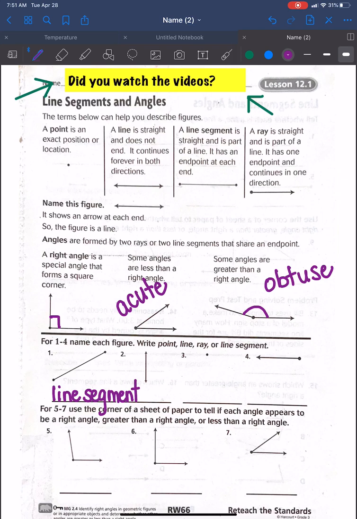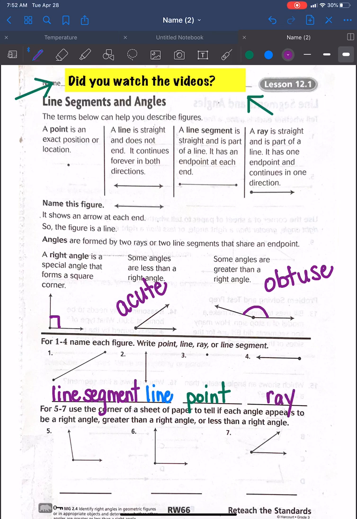All right, number 2. On number 2, I see that the points go off in both directions. Which one of my figures has points that go off in both directions? That's right. That is just simply our line. Number 3, this little guy right here. What do I call him? Exactly. He is my point. And then number 4, this is that type of figure that goes off in one direction but has an endpoint on the other. What do we call that? Exactly. That is our ray.